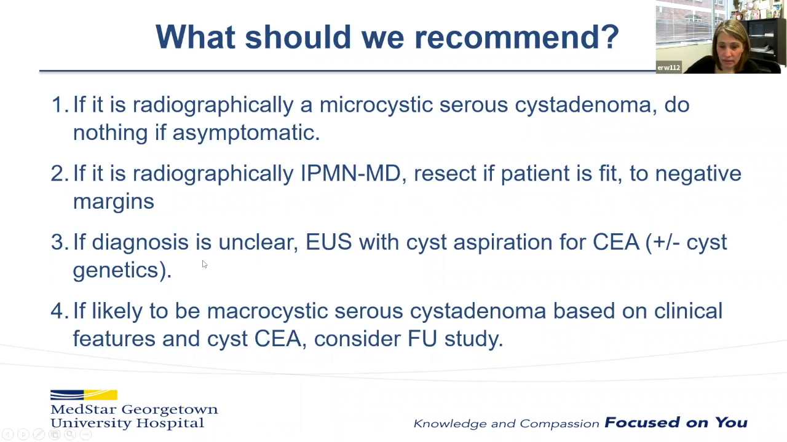If the diagnosis is unclear, I think getting an EUS early in the triage phase with cyst fluid aspiration for CEA plus or minus cyst fluid genetics is actually really helpful for both making the diagnosis and for risk stratification. If something is likely to be a macrocystic serous cystadenoma based on clinical features and cyst fluid CEA, I think you should always do a follow-up study, because this is a difficult diagnosis to make and shouldn't be treated like the microcystic serous cystadenoma, and these patients need some type of follow-up imaging over time to prove that you haven't in fact sent a patient with a side branch IPMN off without surveillance.